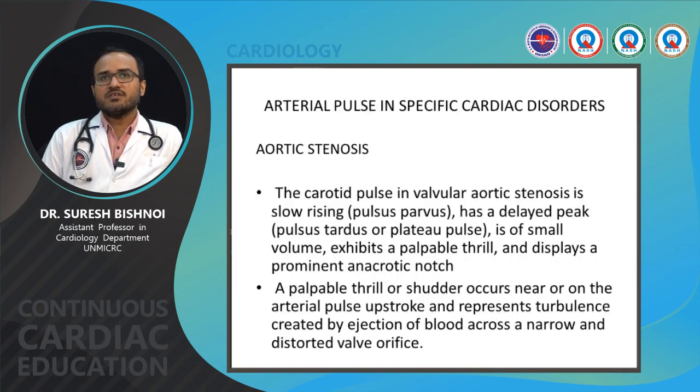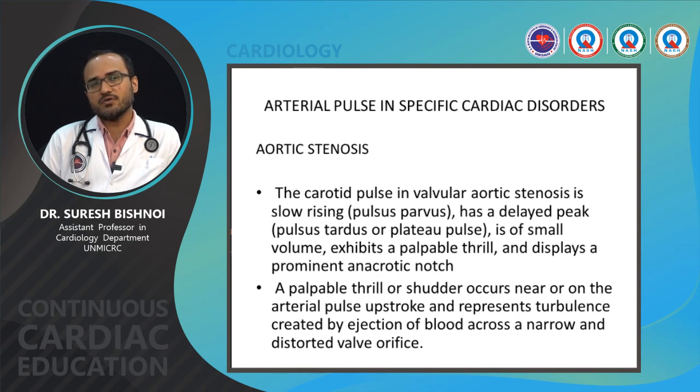Then arterial pulses in specific cardiac disorders. In some cardiac disorders we have specific types of pulses, like in a patient with aortic stenosis. In a patient with severe or critical aortic stenosis, the pulse is very slow rising. You can say the pulsus parvus and a delayed peak. The pulse is of very small volume and exhibits a palpable thrill at the peak of the pulse, and it displays a very prominent anacrotic notch. So typically we say the pulsus parvus et tardus.